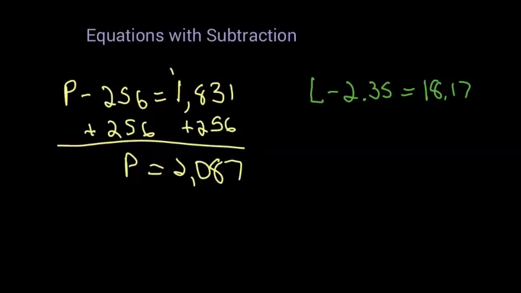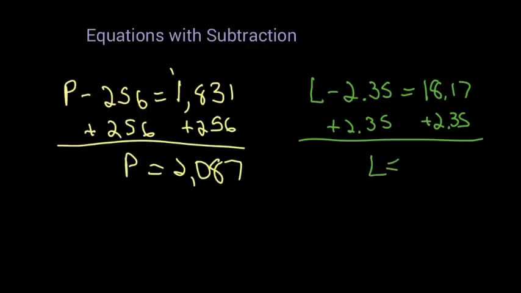Next we have L minus 2 and 35 hundredths equals 18 and 17 hundredths. So the opposite of minus 2 and 35 hundredths would be adding 2 and 35 hundredths. So minus 2.35 plus 2.35 equals 0. So we've got to add it on the other side.